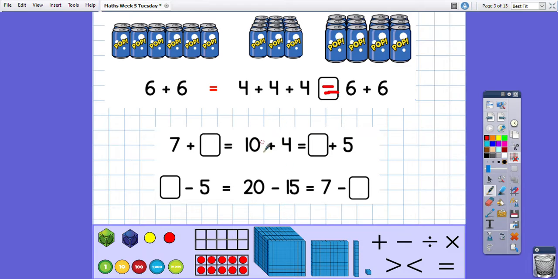So we need to work out this little challenge. Now this is very tricky, so I'm going to give you a bit of a clue. Work out the middle sums first. And now I want you to pause the video and have a go for me, okay?